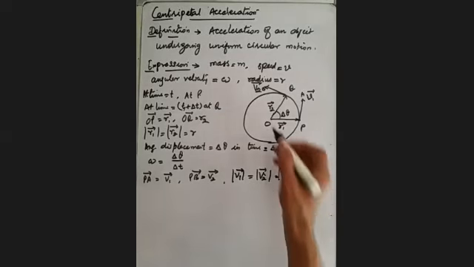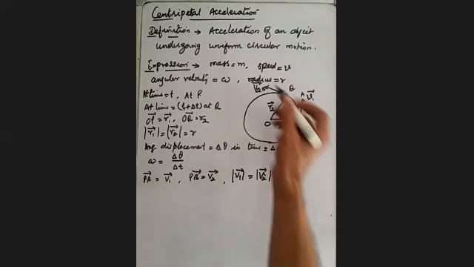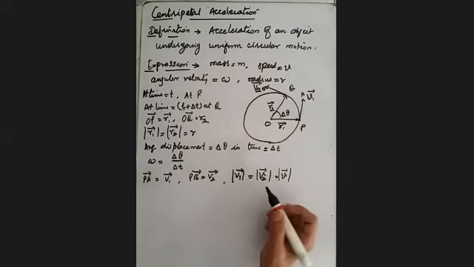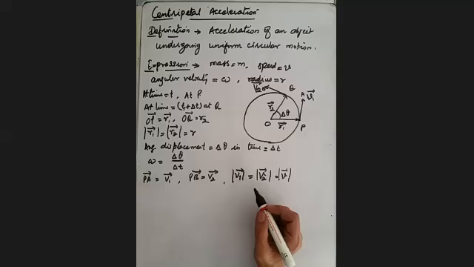Now, because acceleration is what? Rate of change of velocity. So how is the velocity changing? Let us find out the change in velocity, and the time interval is already known, that is delta t. Finding out the change in velocity will give us the acceleration acting on the particle.